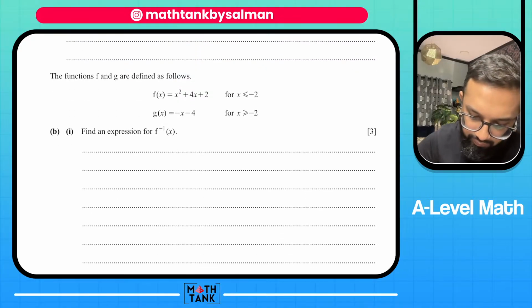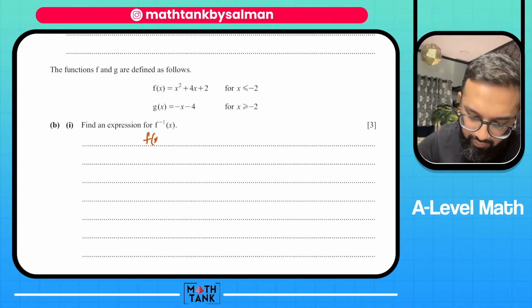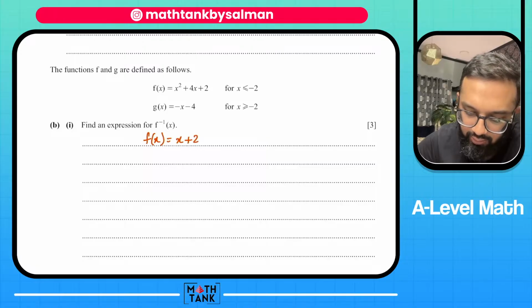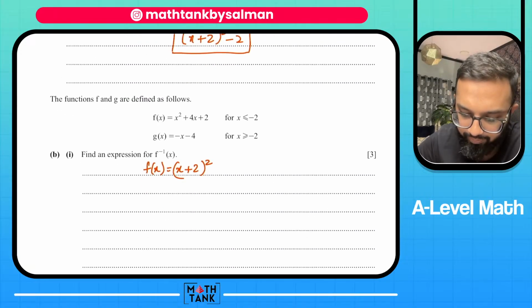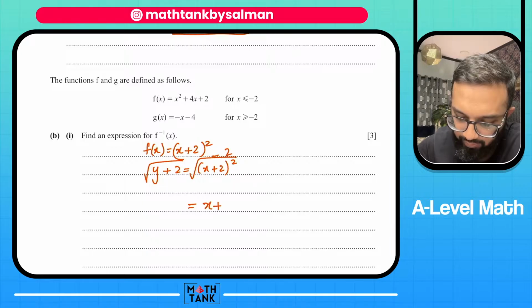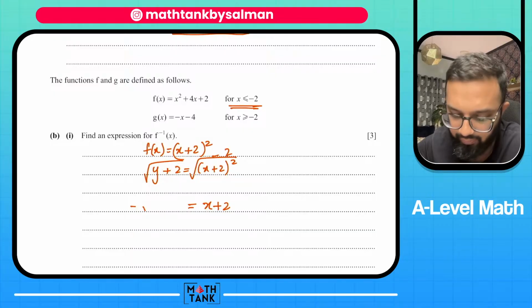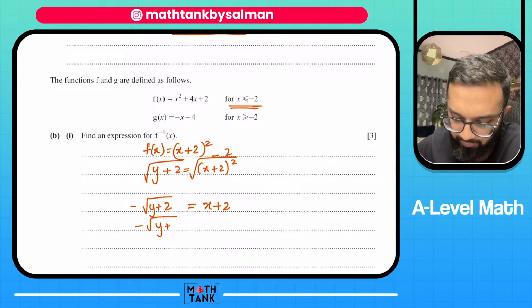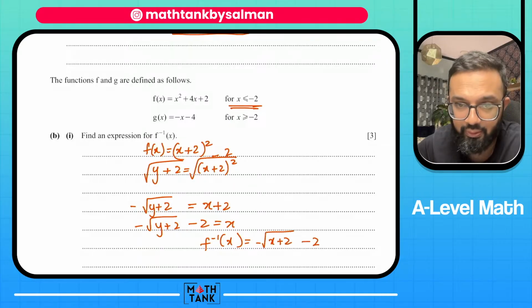Okay, find an expression for f inverse of x. So whenever you want to find the inverse of a quadratic, you have to have that in the completed square form. So y equals x plus 2 whole squared minus 2. Take a root on both sides. So you have to decide whether to do a plus or a minus. Since this is pointing backwards, I'm going to say minus root of y plus 2, minus 2 equals x. So f inverse of x is basically minus root of x plus 2, minus 2 outside.